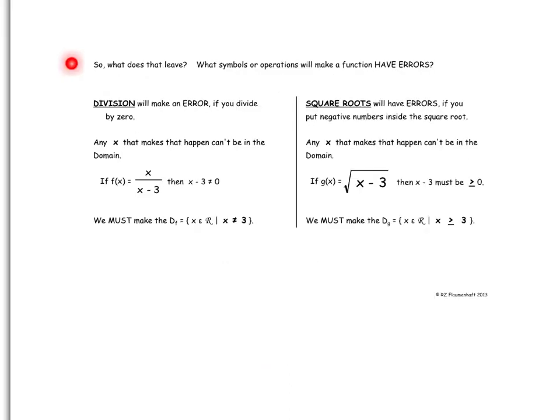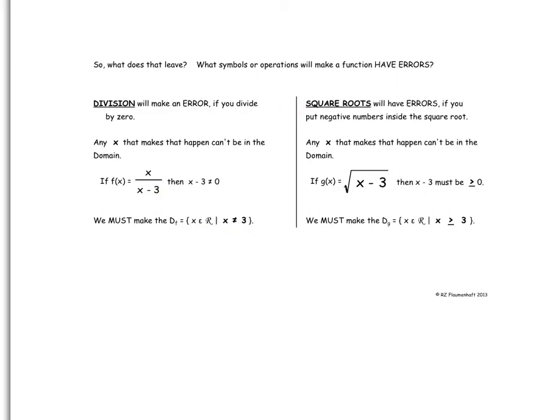So what does that leave? What symbols or operations will make a function have an error? The answer is division for one, square roots for another. Division will always make an error if you divide by 0. So any x that makes the bottom of a fraction equal 0 will make the answer disappear in an error. So if we make f of x equal x divided by x minus 3, then x minus 3 can't equal 0 for f to work. And therefore the domain of f is all real numbers as long as it's not 3.